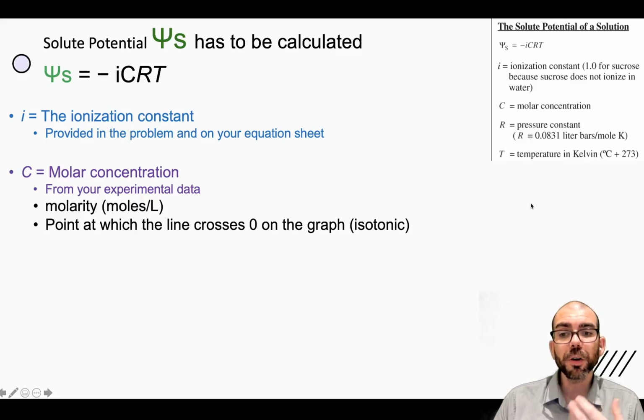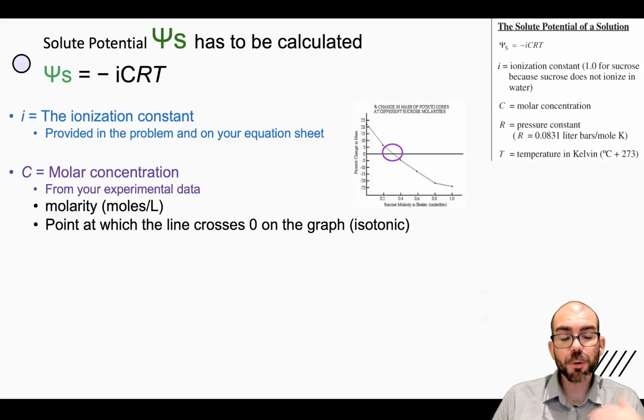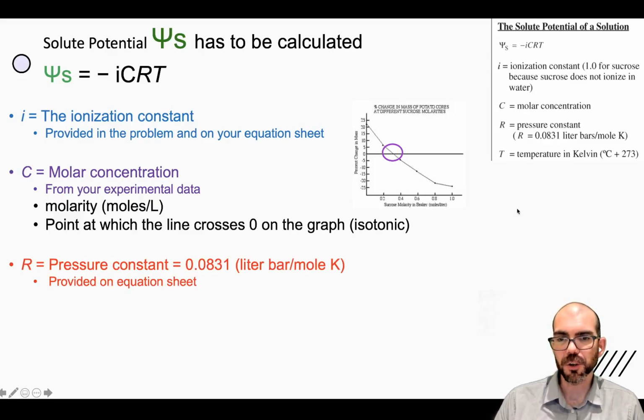C stands for the molar concentration. This is something you have to get from the experimental data provided to you. It's asking you what is the concentration of solute in moles for either in the cell or the solution, whichever system you're calculating. If you're reading this off of a graph, that is that isotonic point that I mentioned to you earlier. You're looking for the point where there's no change in mass in the solution. That is where you find the molar concentration, or C value, when calculating the solute potential.